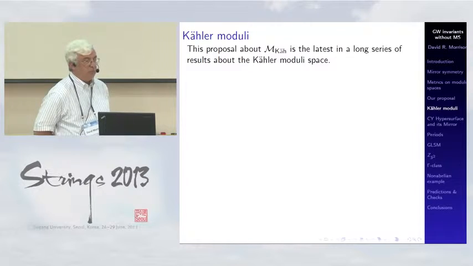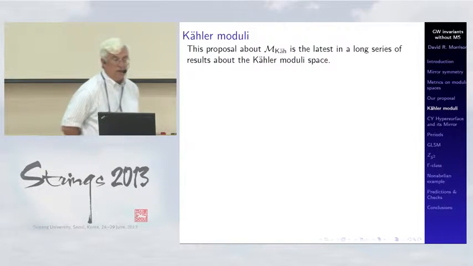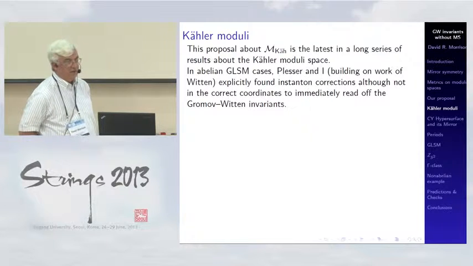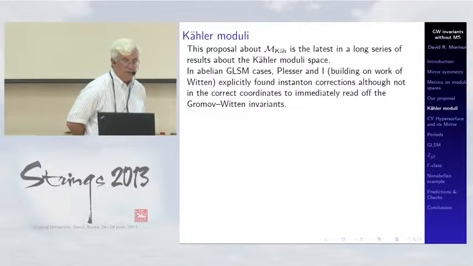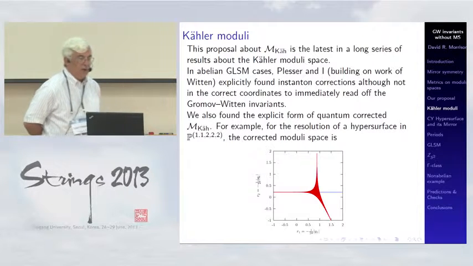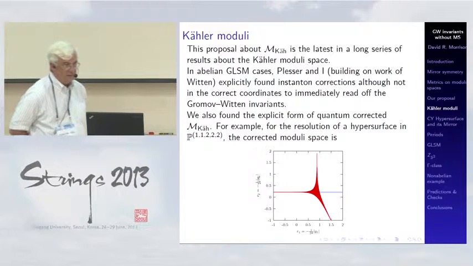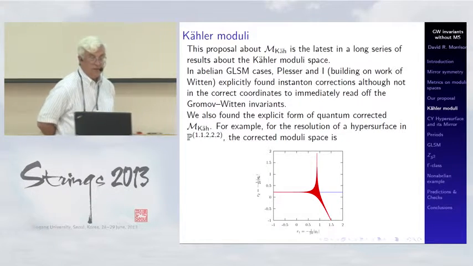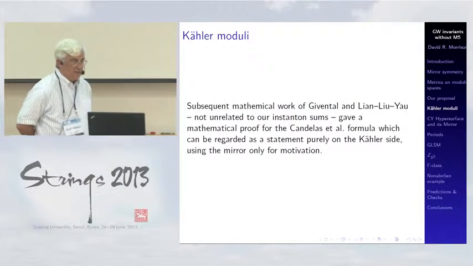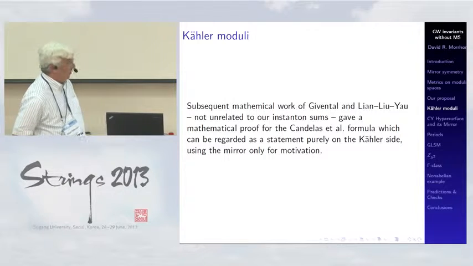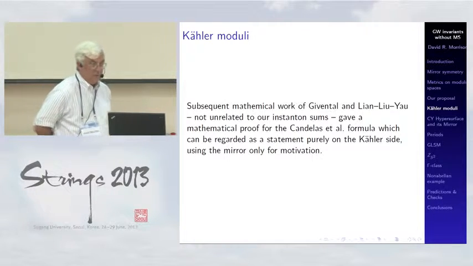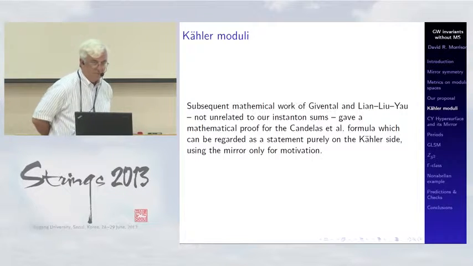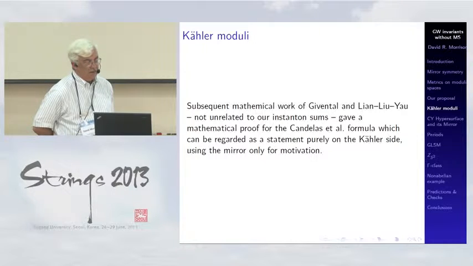So I just want to remark that this proposal about the Kähler moduli is the latest in a series of results over the years. In Abelian GLSM cases, really starting from Witten's original paper and then expanded upon by Plesser and myself, you can compute instanton corrections very explicitly, although not quite in the correct coordinates to immediately read off the Gromov-Witten invariants. You can also find the precise form of the moduli space. So here's a picture of a case that Plesser and I did, the P11222 case, where there's some picture of the singular locus of the moduli space. And in fact, the mathematical proofs of Givental and Lian, Liu, Yau were based on closely related considerations, manipulations of essentially instanton sums or mathematical analogs thereof, which were able to give the mathematical proof.